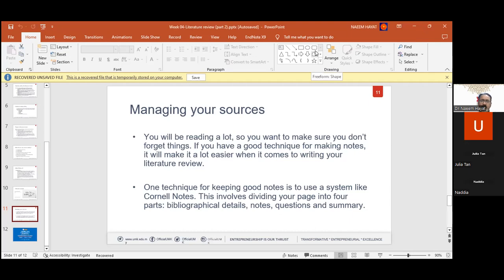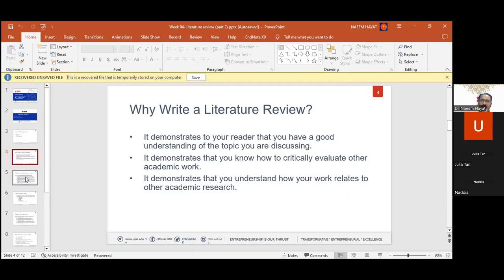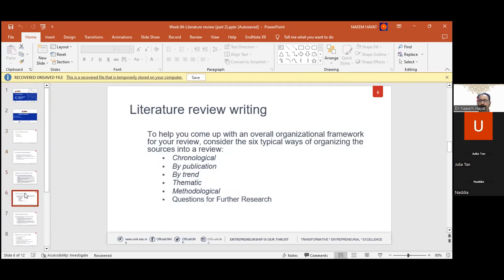So today we covered the second part of the lecture. Last week I was discussing searching the document literature, and today I discussed documenting and writing the literature. I started with the three types of literature that I think are available: narrative, systematic literature review, and meta-analysis. And the other thing we need to keep in mind while documenting the literature is that we can use a chronological, publication trend, thematic, methodological, or future research questions approach.